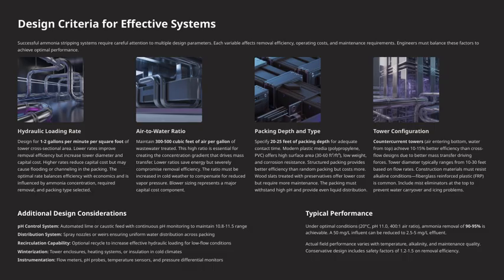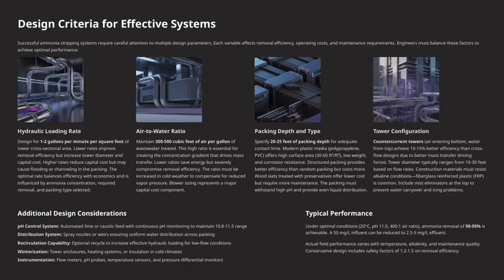Moving on to packing, depth and type matter a lot. Usually, we specify about 20 to 25 feet of packing depth to ensure sufficient contact time. Modern plastic media, like polypropylene or PVC, provide high surface areas, around 30 to 60 square feet per cubic foot, are lightweight and resist corrosion. Structured packing tends to be more efficient than random packing, but comes at a higher cost. Alternatively, wood slats treated with preservatives are cheaper, but require more maintenance. The packing must also withstand high pH levels and allow for even liquid distribution.